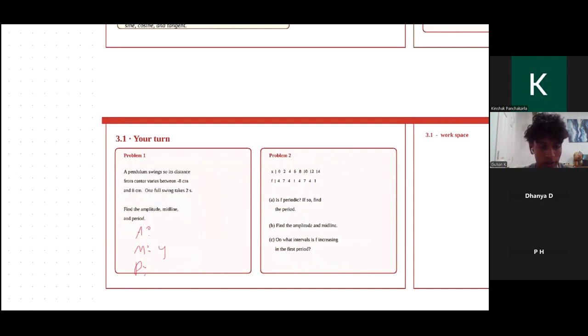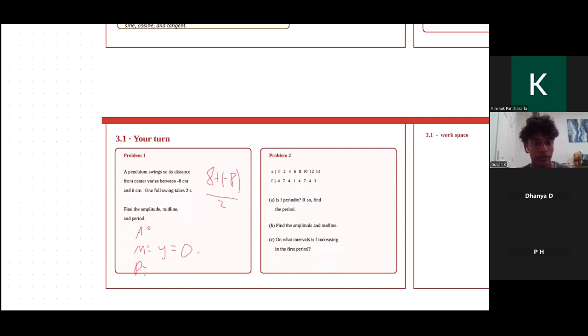And algebraically we solve that by adding the maximum plus the minimum, which is 8 plus -8, and then dividing by 2, which is just 0 divided by 2, so y equals 0 for the midline.